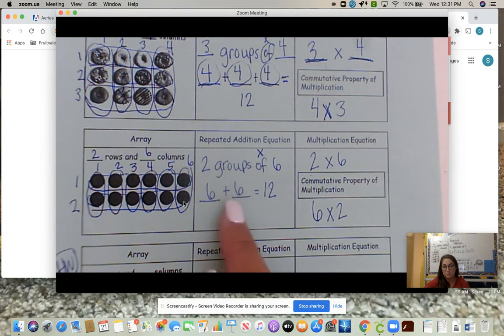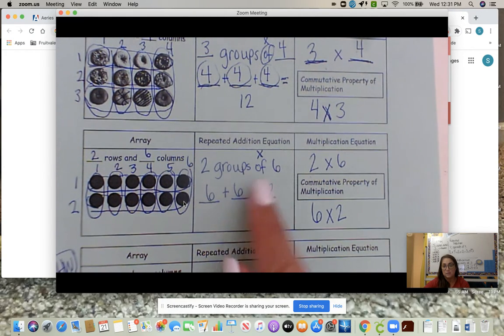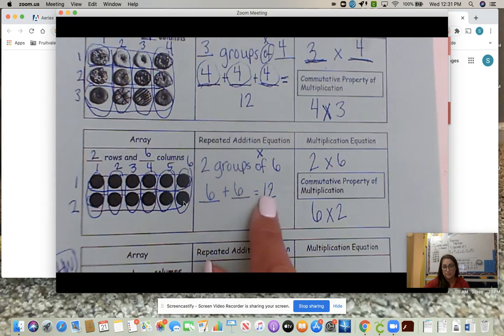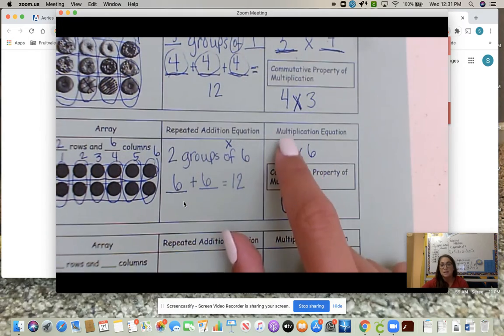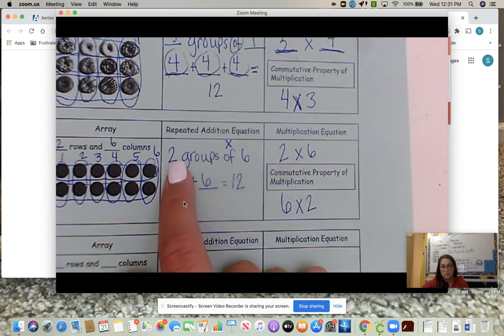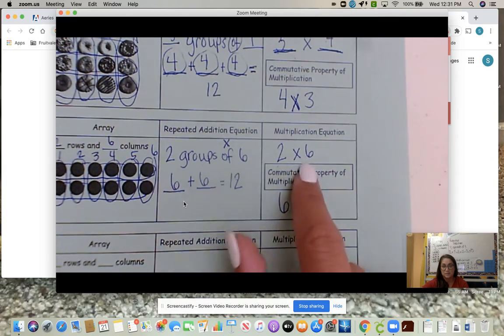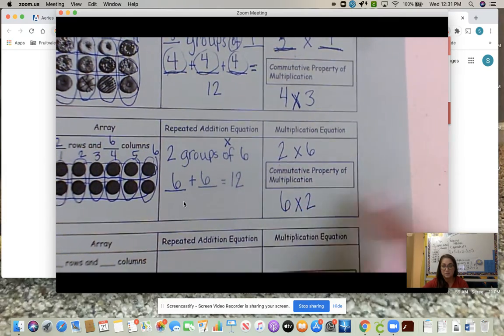So 1 group, 2 groups. Well, what goes on each line? 6. And that equals 12. Then you have your multiplication equation. So it's just 2 times 6. Flip it to 6 times 2.